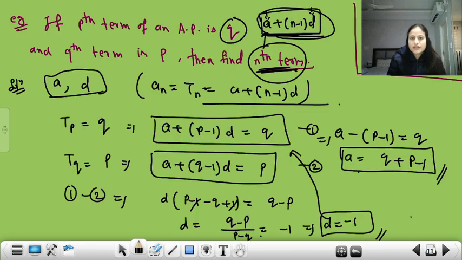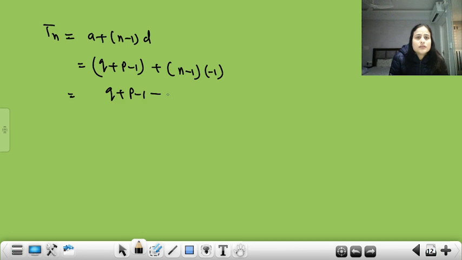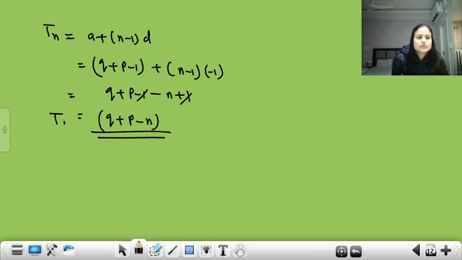So the nth term is A plus n minus 1 into the common difference. Here the first term A is Q plus P minus 1, plus n minus 1, and the common difference is minus 1. Just simplify it. So Q plus P minus 1 minus n plus 1, the minus 1 and plus 1 cancel out, that is Q plus P minus n. So Q plus P minus n is going to be the nth term of the given AP.